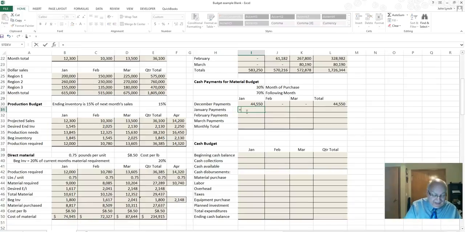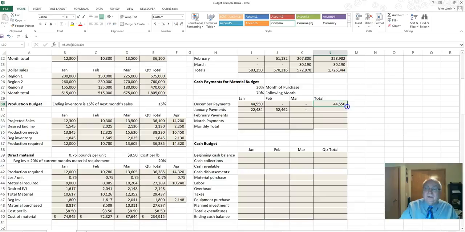Whoops. Try this again. I forgot something, okay. 74,000 times 30%. 22, okay. And then here, that's where we pay the bulk of it at 70%. So it's 74,000 times the 70%. And that's when it's paid for. So in March, we don't pay anything.